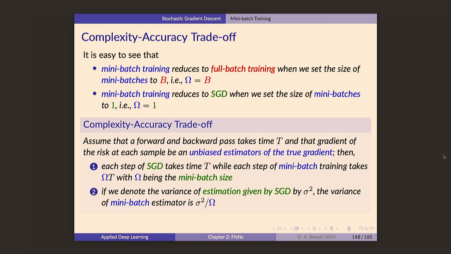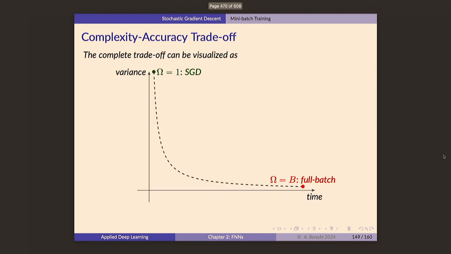Clear? Good, great. So now you can think of this trade-off in the form of a curve. Of course, this is not a specific evaluated curve, it is a visualization of the idea. When you are using sample level stochastic gradient descent, you have very high variance, but you're spending less time, right? Low complexity. If you do full batch training, then you're spending lots of time, but you have much less variance in your estimation.